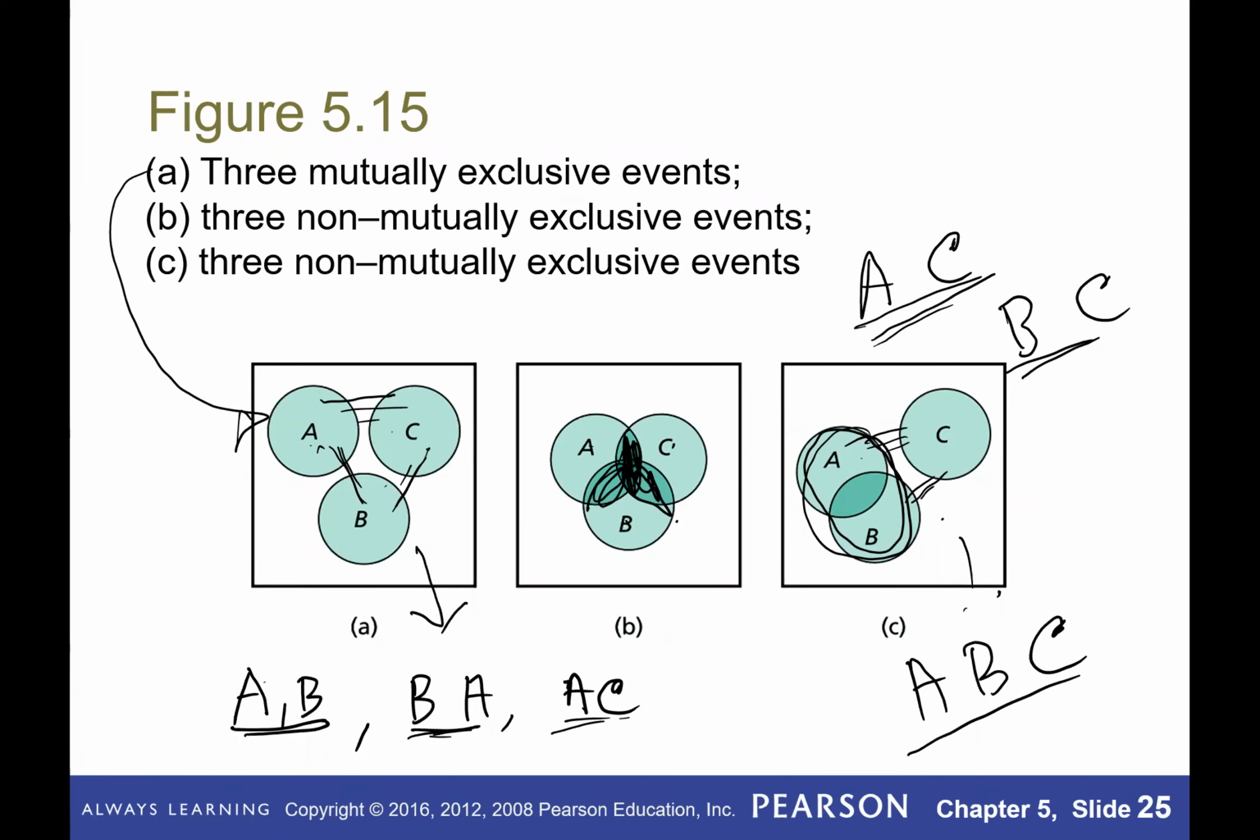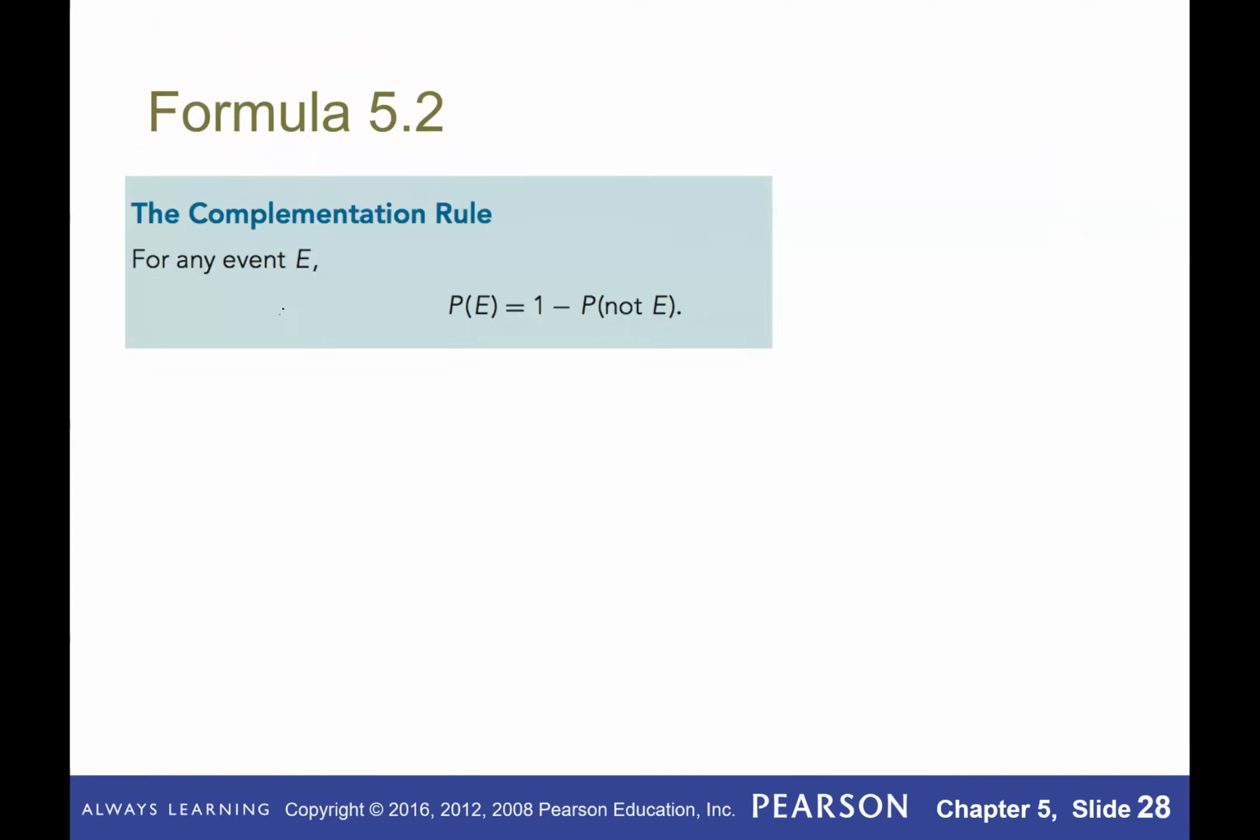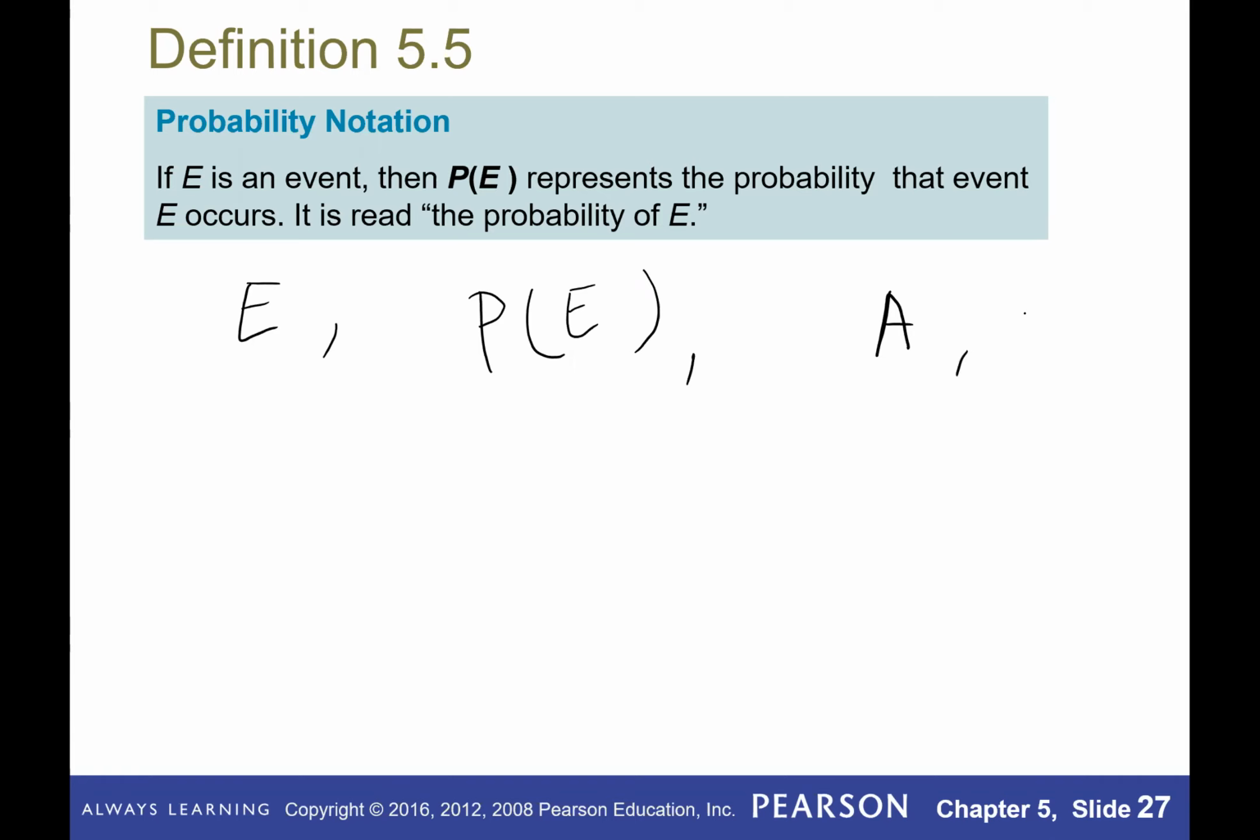Okay, some rules of probability. So now we'll go over the probability rules. So the first one is, if E is an event, then P of E. This notation is called the probability of E. So if A is an event, then P of A is called probability of A. This is probability of event E. So this is the notation.